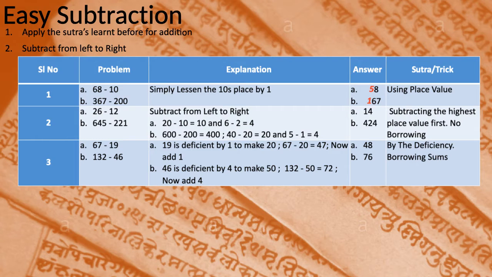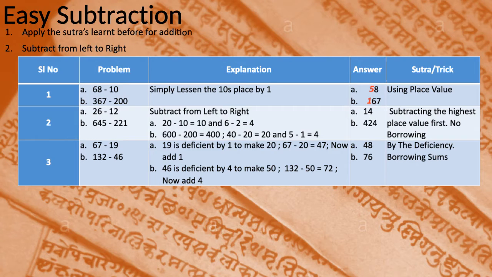Now what we can do is take out 20 from 67, which is very easy, right? 6 minus 2 is 4, 47. Now add back that 1. You had lessened 1 more, right? By making it 20. You have to only reduce by 19, not 20. So add back that 1. So 47 plus 1 becomes 48. 48 is the answer. So the trick that we use here is by the deficiency. If you remember, we use the same for addition as well.